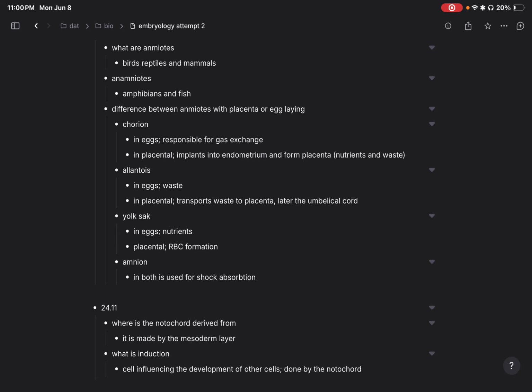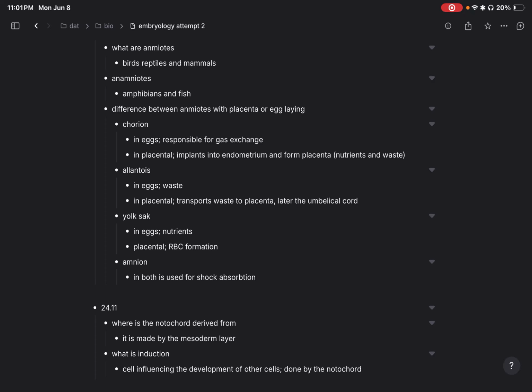So we're going to compare amniotes between egg-laying and placental. There are four main structures: the chorion, the allantois, the yolk sac, and the amnion. Like I said, the amnion is used for shock absorption. The yolk sac is just nutrients basically, but for placental, you get your nutrients from the placenta.